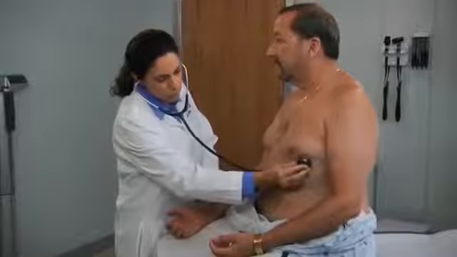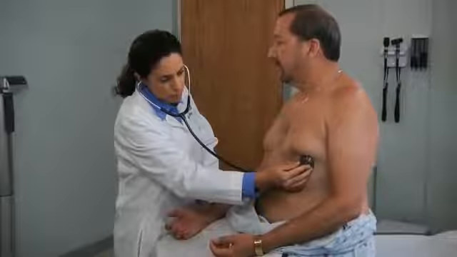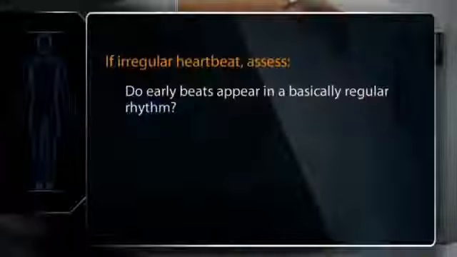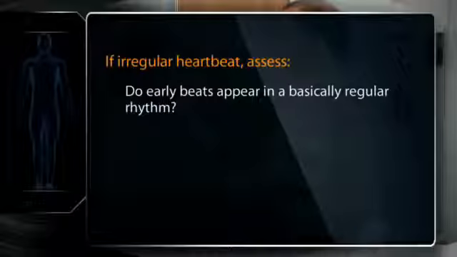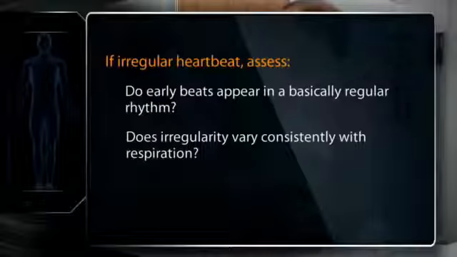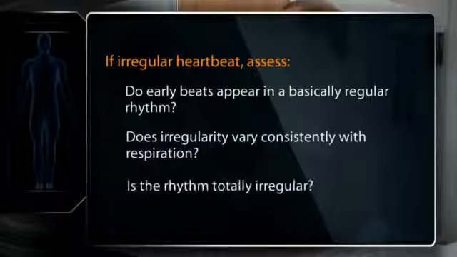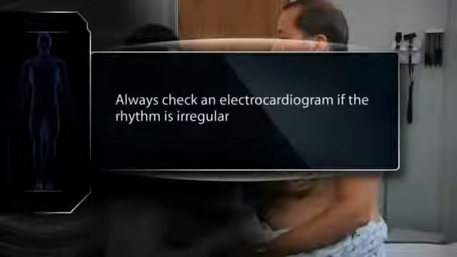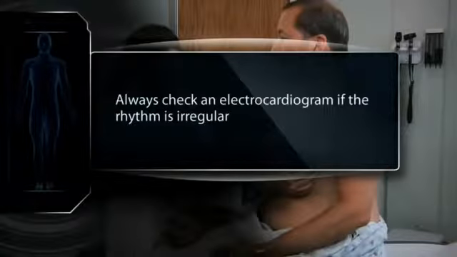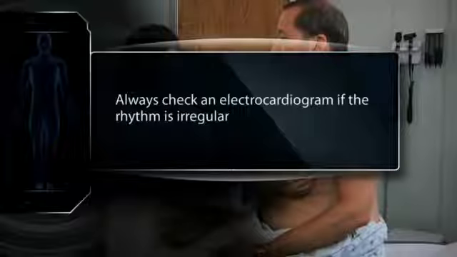If irregular, try to identify a pattern by asking, do early beats appear in a basically regular rhythm? Does the irregularity vary consistently with respiration? And is the rhythm totally irregular? Always check an electrocardiogram if the rhythm is irregular to identify which type of rhythm is present.